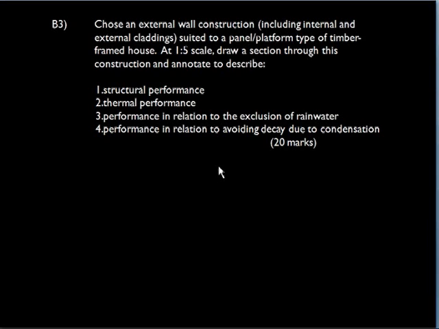Question B3. Choose an external wall construction including internal and external cladding suited to a panel or platform type timber frame house, and at a 1 to 5 scale draw a section through the construction and annotate to describe structural performance, thermal performance, performance in relationship to the exclusion of rainwater, and performance related to the exclusion of decay due to condensation.